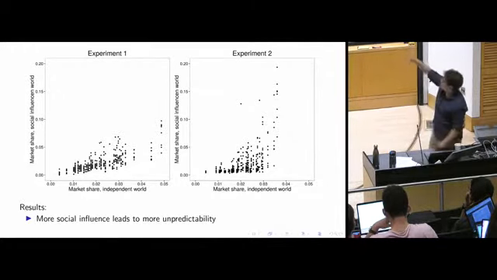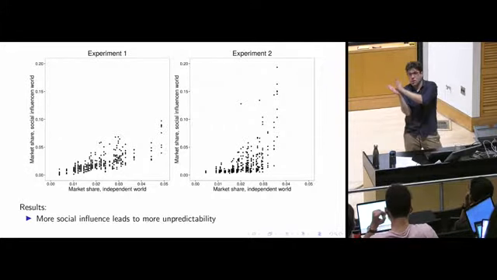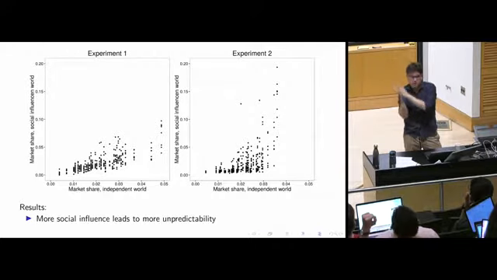I want to call your attention also to the shape of the points in experiment 2. It looks kind of like a cone. It opens up as the quality increases.